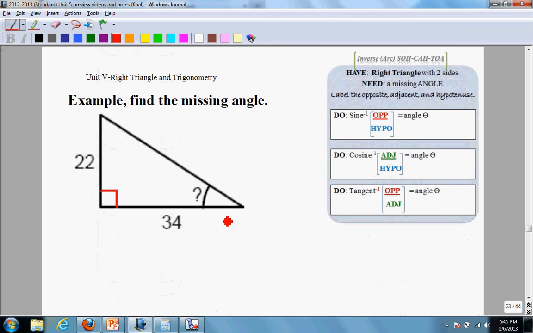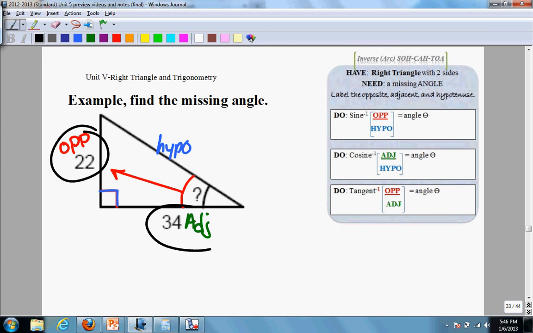To find a missing angle, step 1 is you label everything. Here's your right angle, here's hypo. Here's our desired angle. We don't know it, but this is the opposite. And this would be the adjacent of that angle. So let's look at what we're working with. We're working with O and A. Now you ask yourself, what goes with OA in SOH CAH TOA? We see here that tangent works with O and A. So we write this out.